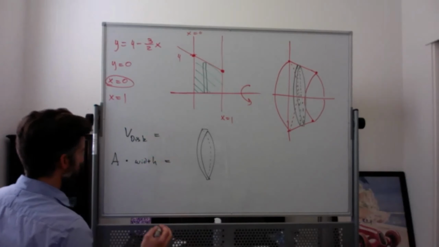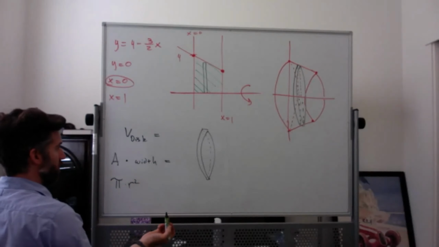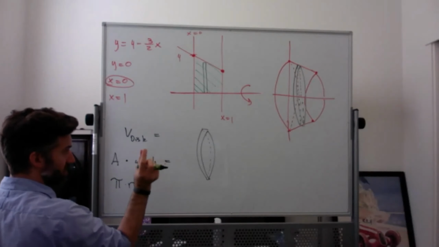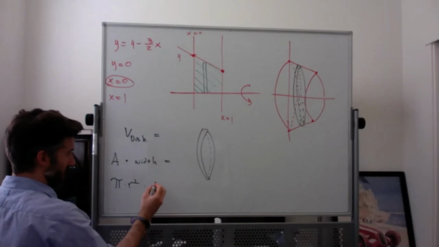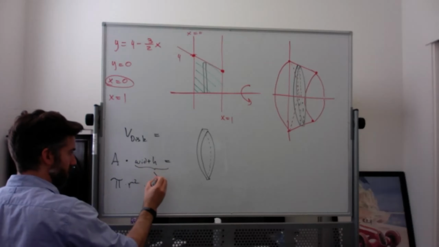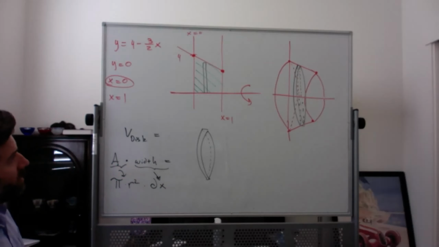So the volume of this disk is just the area of the circle times the thickness, or the width. We know the area of a circle. That's pi times the radius squared. And the width of this disk, well, again, I'm thinking of the width as being some small change in x, which I usually call dx. There's my width, and there's my area. Now here's the thing.